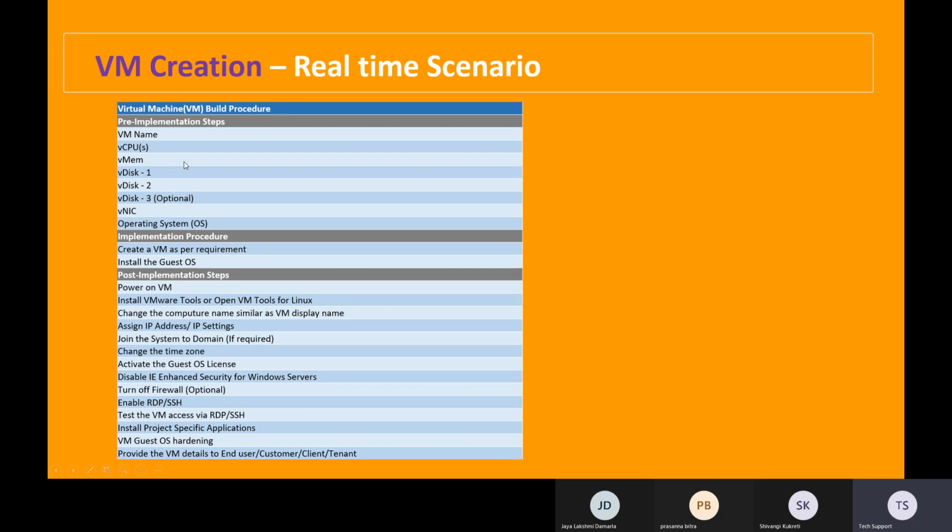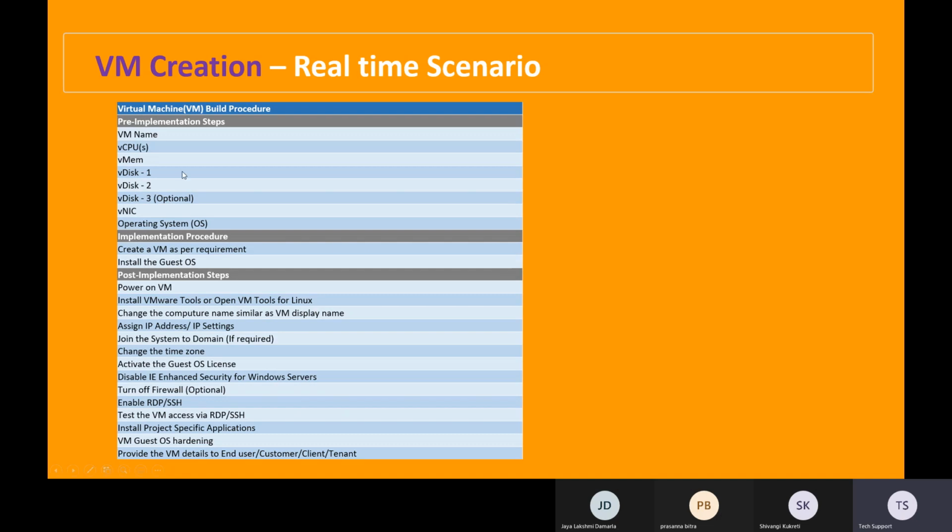You can have a list of how many CPUs are needed for that VM. Make a list of CPU information, memory information, and disks also. Usually they will request two disks. Disk one is for the operating system, and disk two is to store additional data, and disk three is optional. In some scenarios they may ask for more than two disks also.